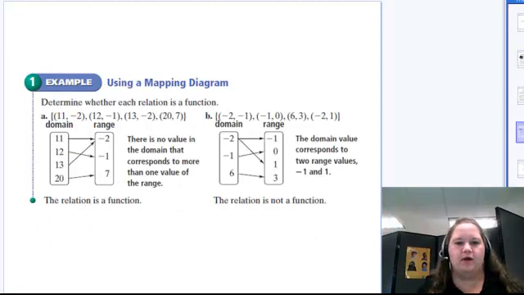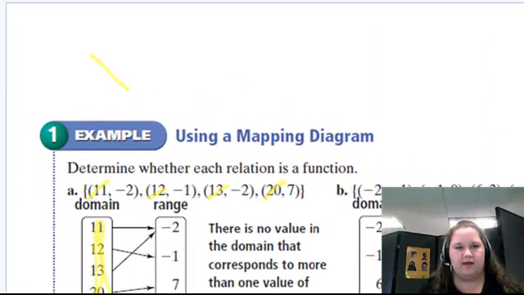Alright, so here's our example 1 using a mapping diagram. It says determine whether each relation is a function. And we're given the points (11, -2), (12, -1), (13, -2), and (20, 7). We've got our domains right here, which are our x numbers. See where I just highlighted? That's x. X is on the left, y is on the right, because x comes before y in the alphabet.